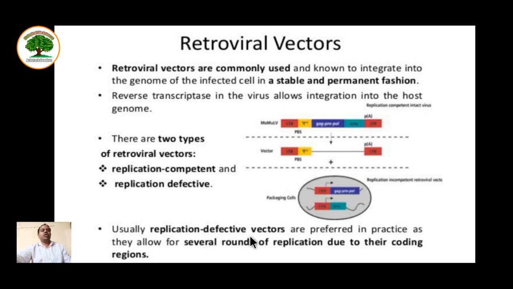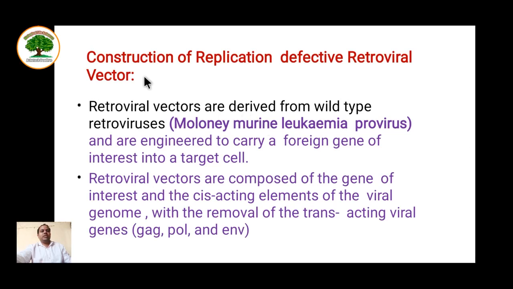Usually the replication defective viruses are preferred in practice, as they allow for several rounds of replication due to their coding regions only, and they do not code the virulent part of it. Let's see how it is constructed. That is the defective retroviral vector. Retroviral vectors are derived from the wild type retrovirus, that is Moloney murine leukemia provirus, and are engineered to carry a foreign gene of interest into the target cell.